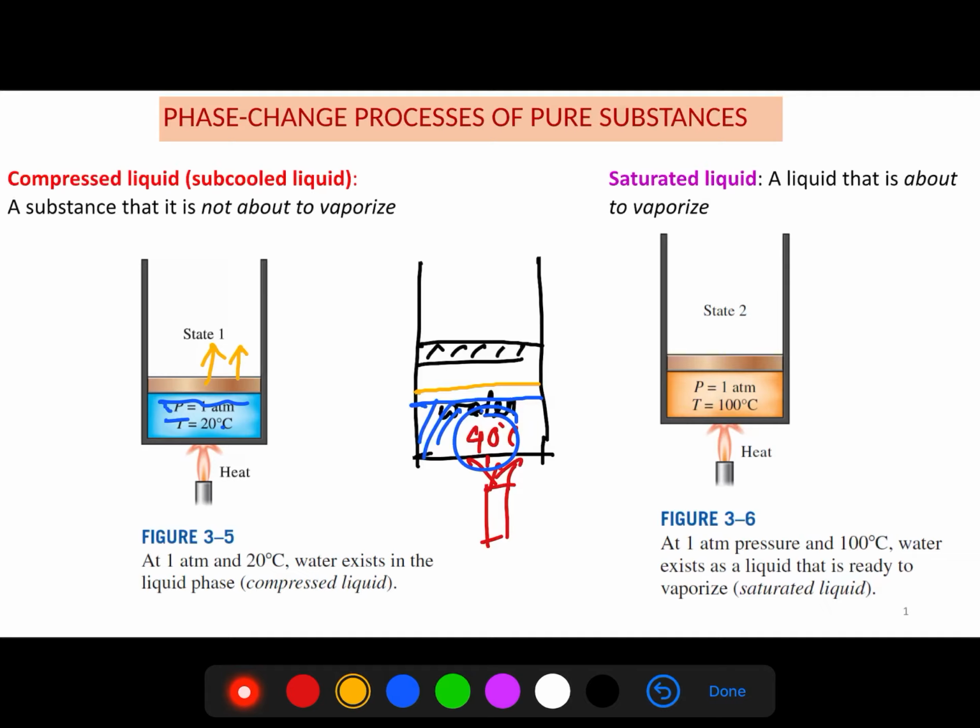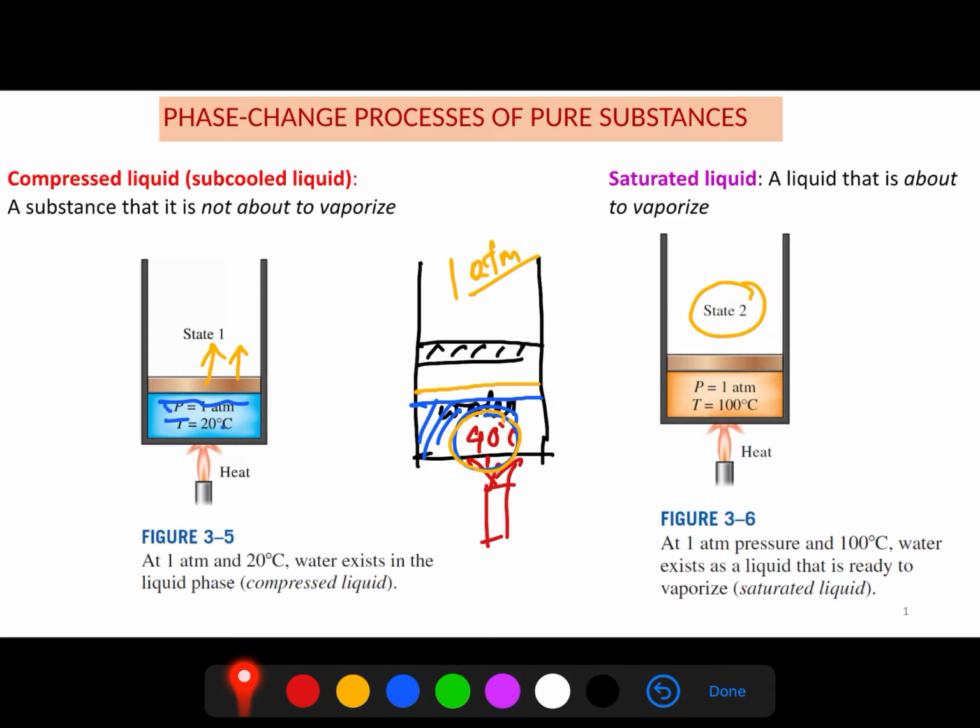The pressure will always be constant. We say pressure is 1 atmosphere, so 1 atm. The pressure is constant. Now let's say it is at 40 degrees centigrade. We said that the water will expand and the piston will move slightly, but if we increase the temperature a bit more, until 100 degrees centigrade, let's say this is state 2. So if we increase the temperature to 100 degrees centigrade, what will happen?